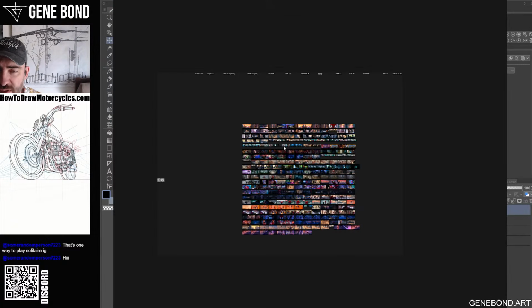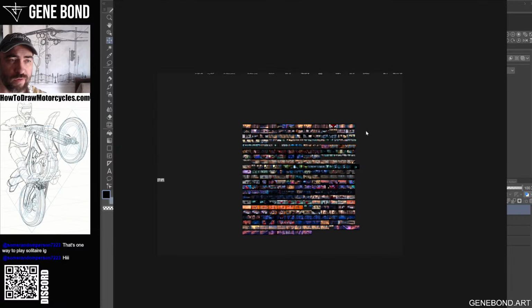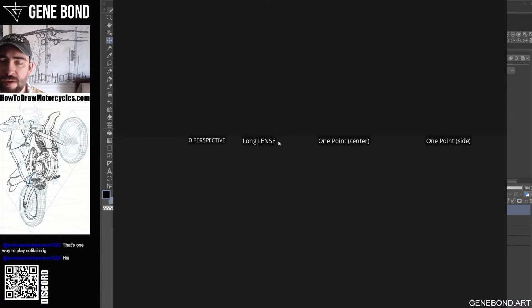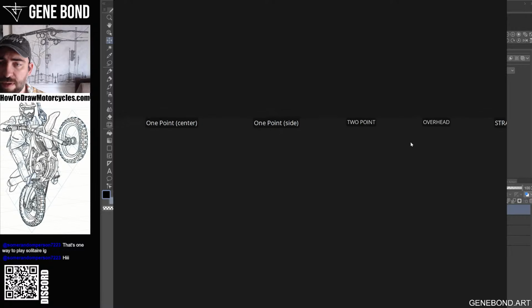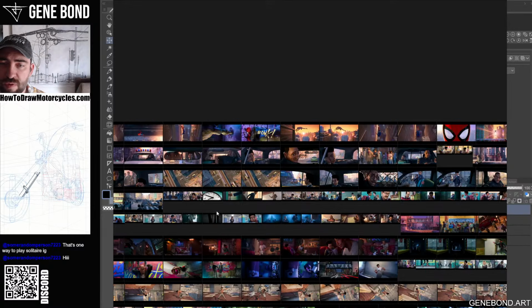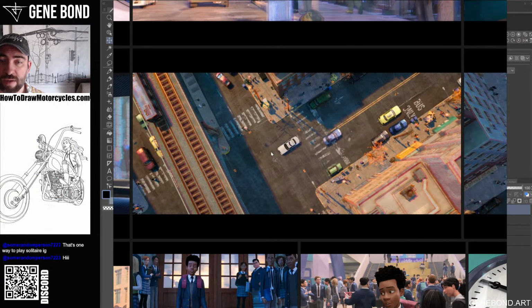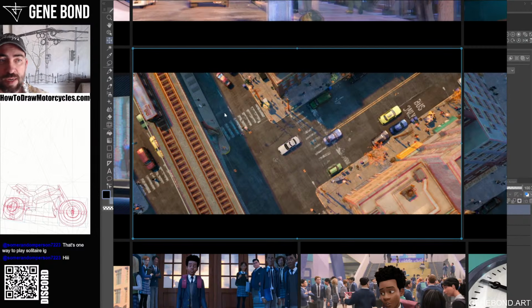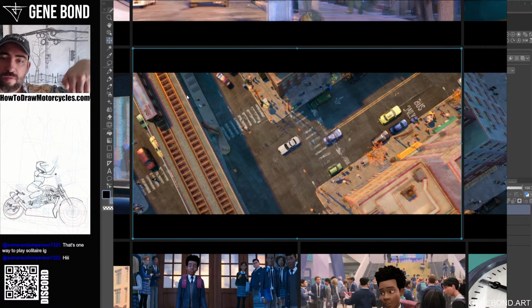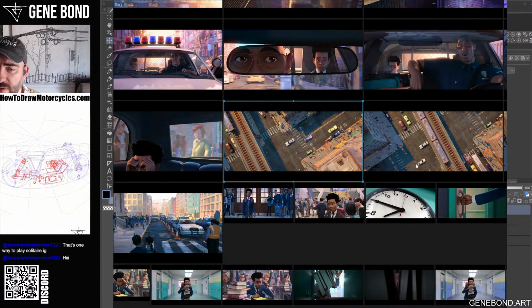To make it more convenient, to make it a real visual library or visual archive, you need to sort them into categories. So here I have, for example, these categories: 1 point perspective, 2 point perspective, overhead, and straight up. When I was watching, I noticed a lot of overhead compositions, overhead camera angles. Overhead means the camera is at 90 degrees looking down, an absolute down shot. We have 1 point here and 2 axes like in isometry. So this is overhead.